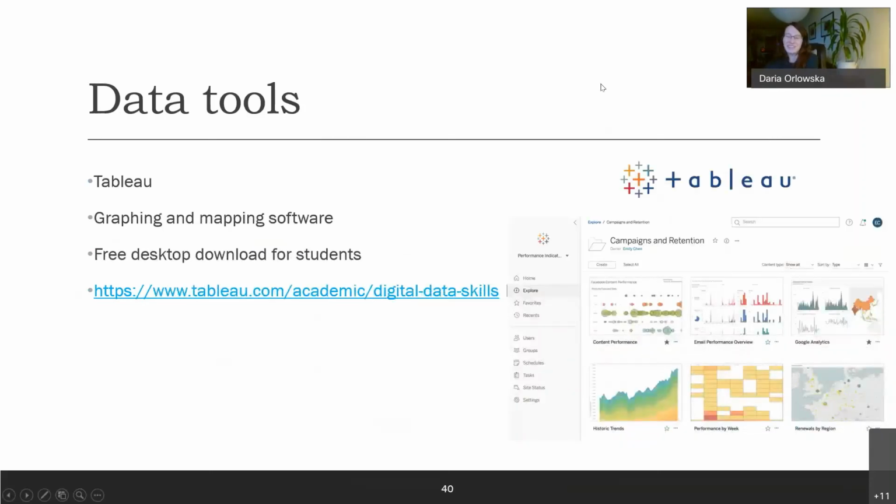In addition, Tableau is a good option. If you are a student, you get a free year subscription that's renewable. You just have to verify your credentials by signing up. But I would highly recommend this. It also has some mapping capabilities as well.